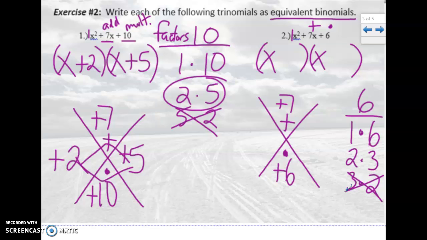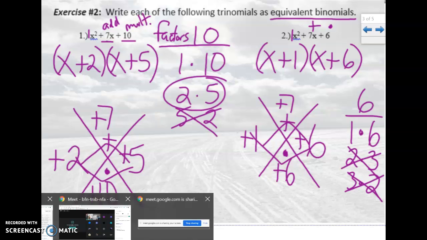Now, it's got to do both things. It's got to add to 7 and multiply to 6. If we do 2 plus 3, this only gives us 5. So that's not going to be enough. So it's going to have to be the 1 and the 6, because 1 plus 6 makes 7, and 1 times 6 makes 6. So plus 1 plus 6, and there you go. You've just written it as 2 binomials.